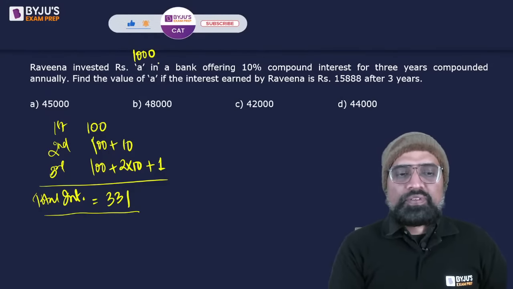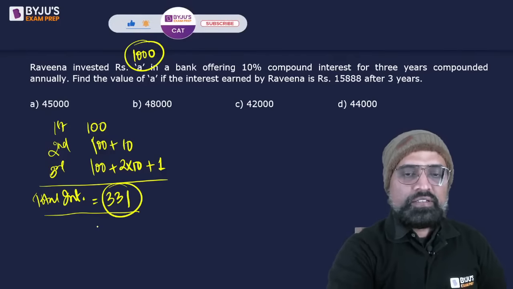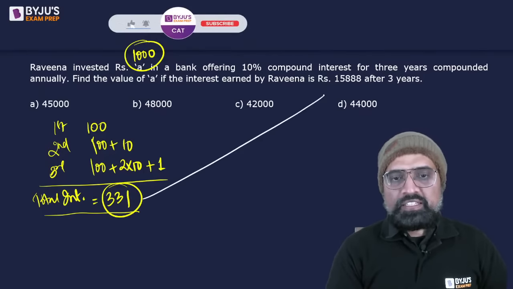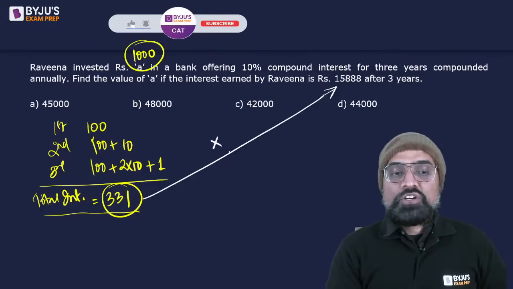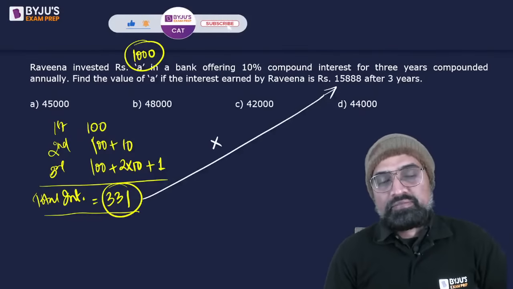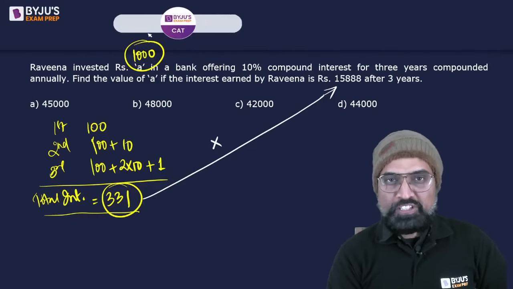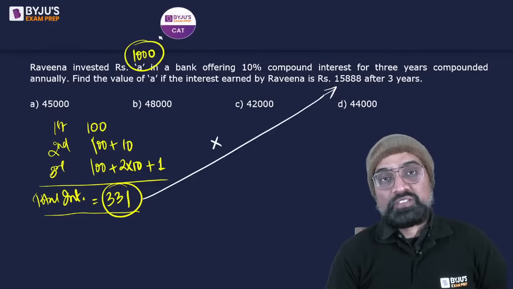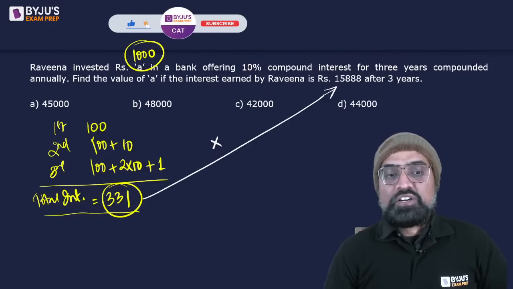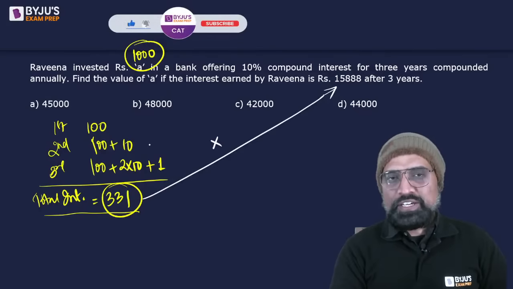So if I start with 1000, I will end up at 331. But it is not given as 331, it is given as 15,888. तो कितनी बार जाएं? Can I go 5 times? 5 into 330? Is it going to give me 15,800? No, it's going to be more than that. It's going to be 16,000 plus. So my answer should be less than 5,000, not 5 times 5,000, 50,000.